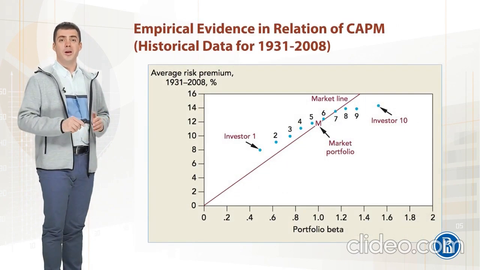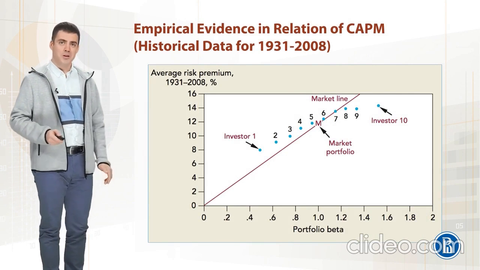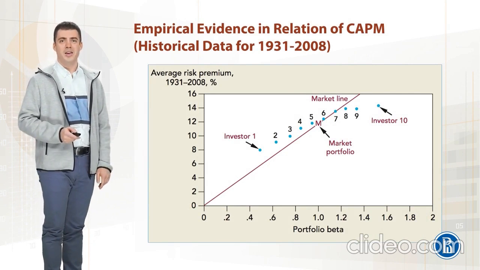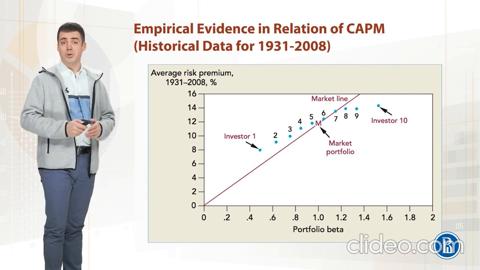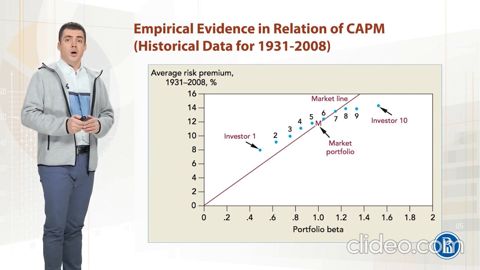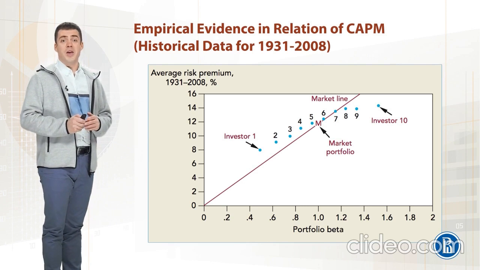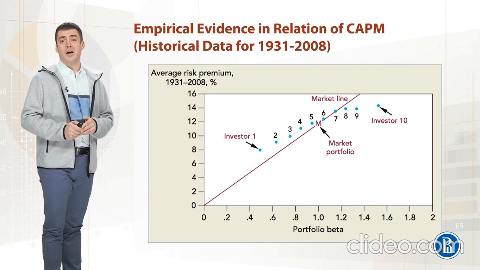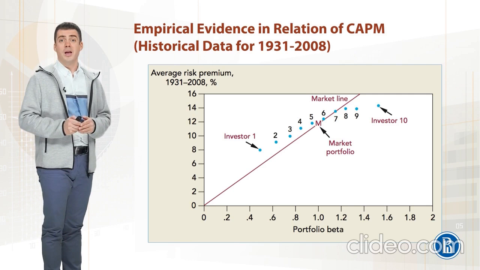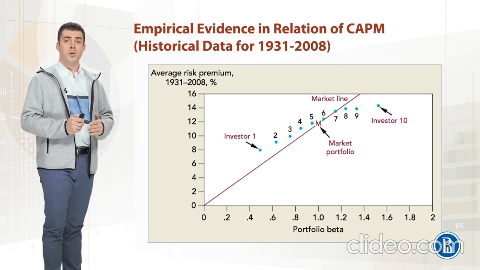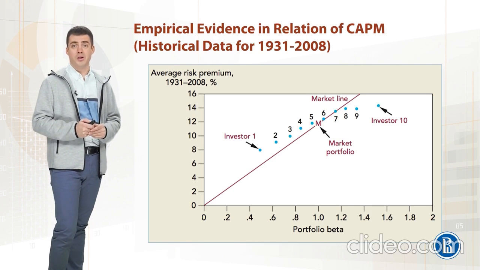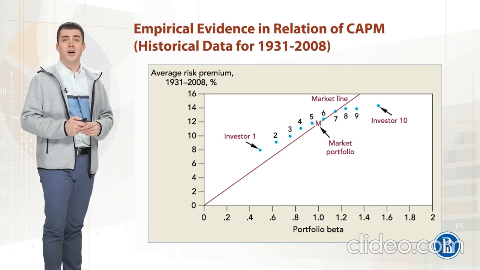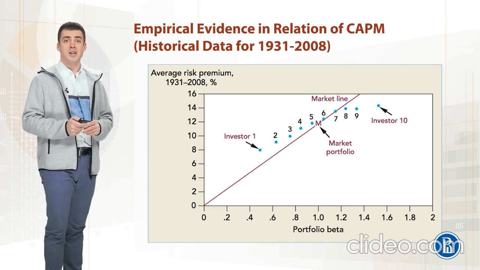There is one more interesting thing about the empirical testing of the capital asset pricing model, which I would like to show you. We can see that the empirical security market line has a smaller slope compared to the theoretical security market line. And there is quite a lot of papers which prove this idea.